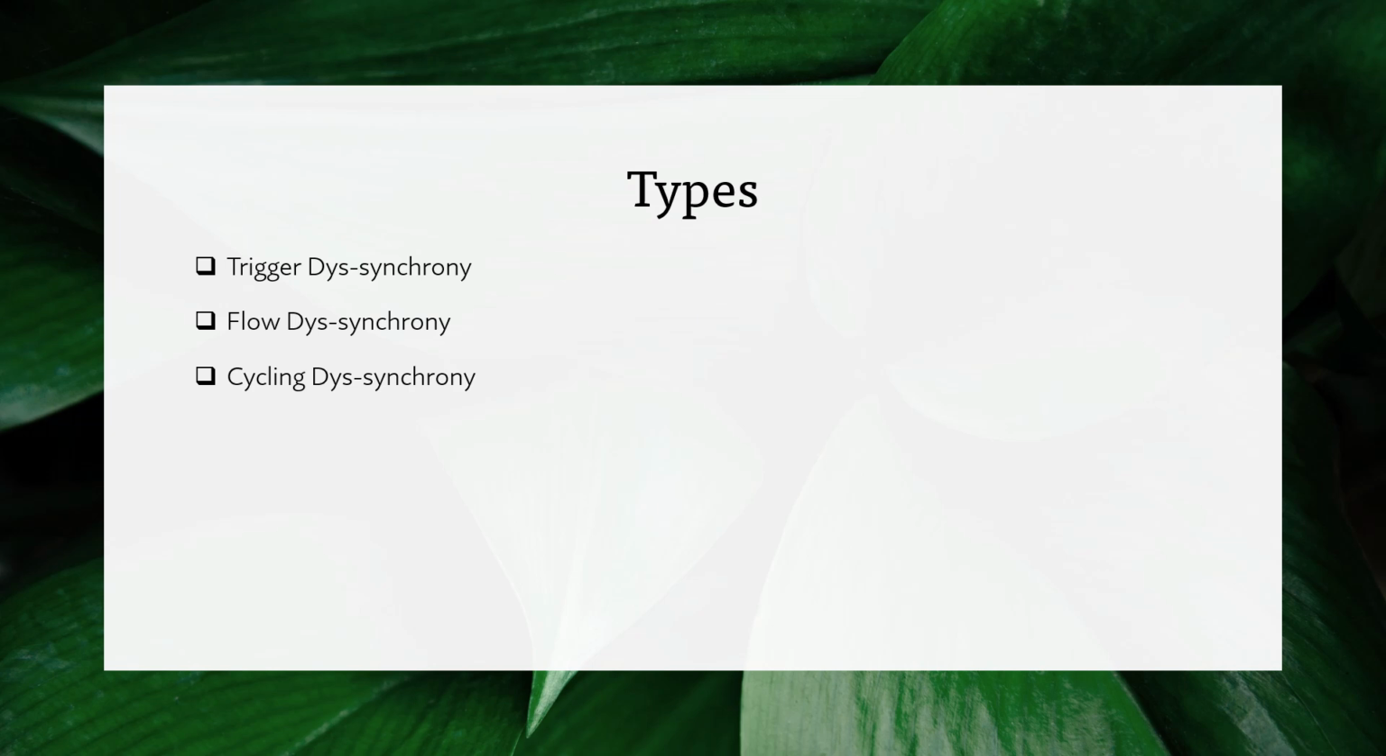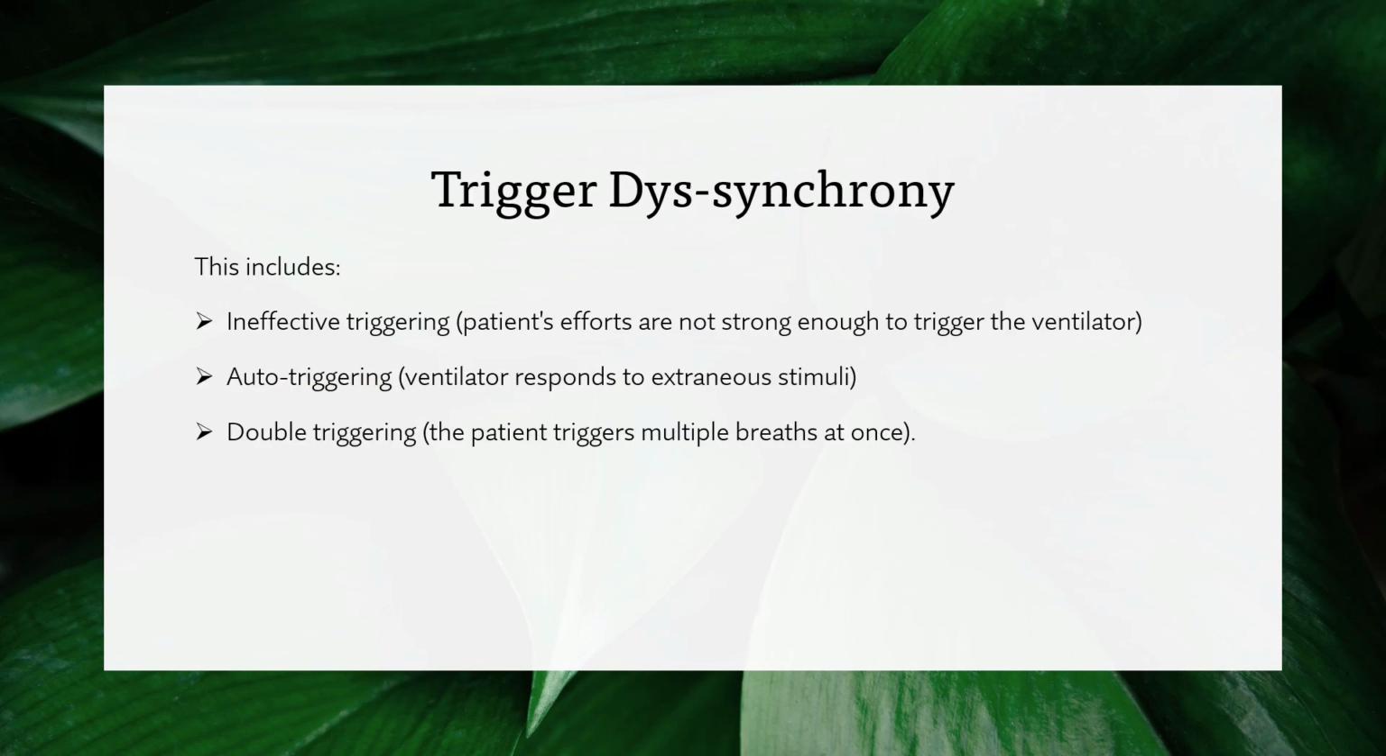There are mainly three types of dys-synchrony: trigger, flow, and cycling dys-synchrony. What is trigger dys-synchrony? Trigger dys-synchrony occurs when there is a problem with triggering. It is mainly of three types and includes ineffective triggering, meaning when patient efforts are not strong enough to trigger the ventilator; double triggering, when the patient triggers multiple breaths at once; and auto triggering of the ventilator.